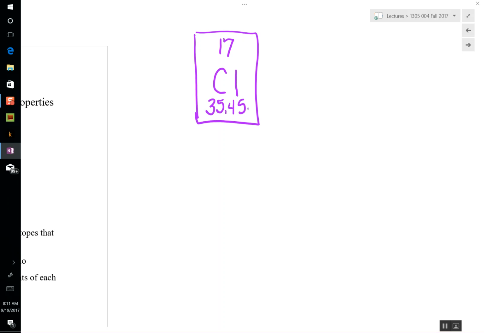35.45. This one, 35.453. It's just carried out one more significant figure. But the periodic table I've given you has it to 2 decimal places. This is the average atomic mass for chlorine. Where does that come from?